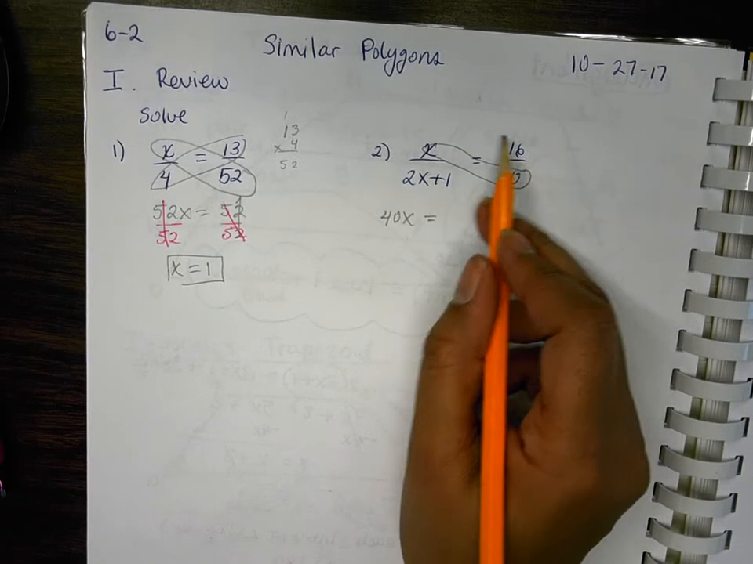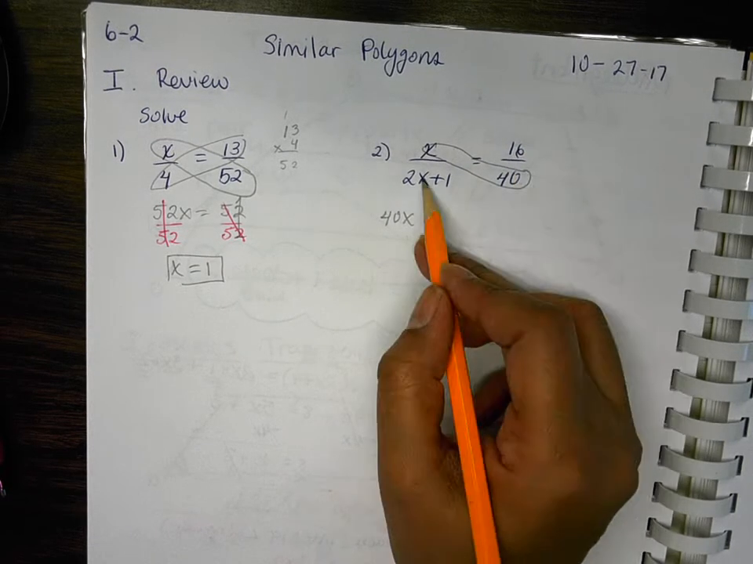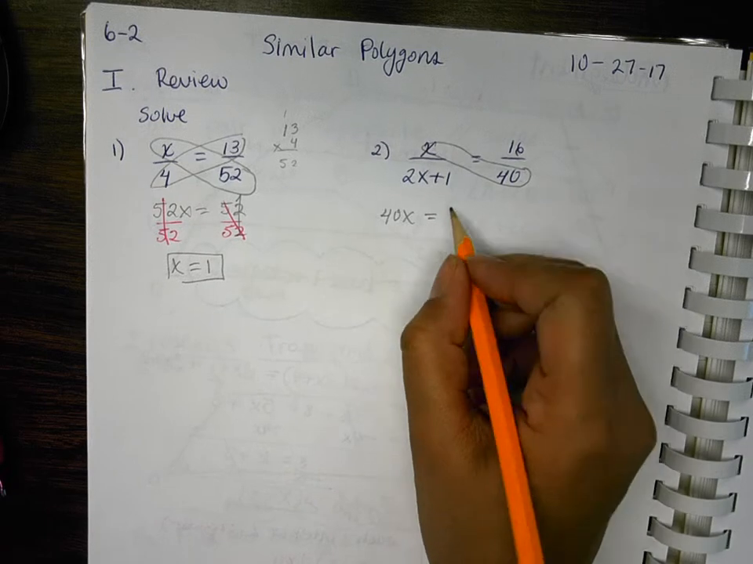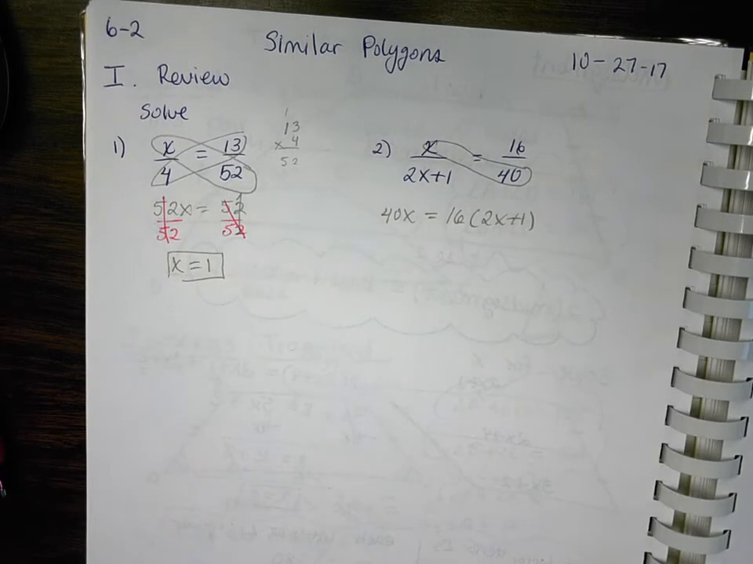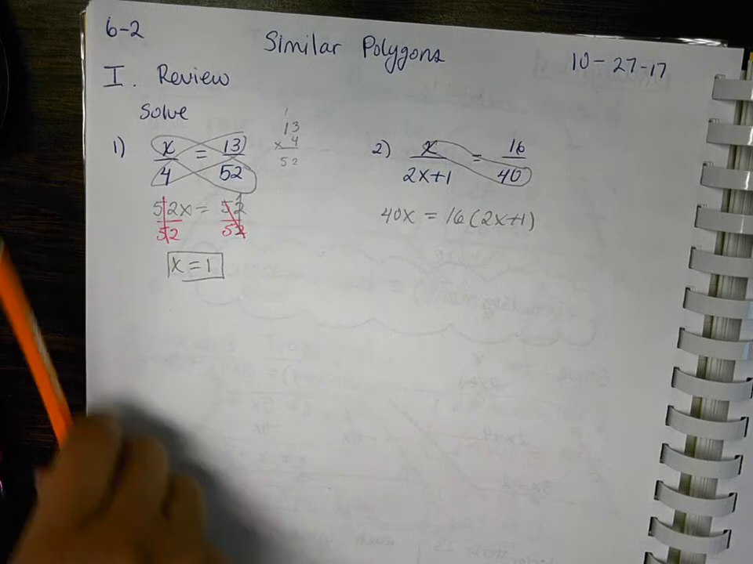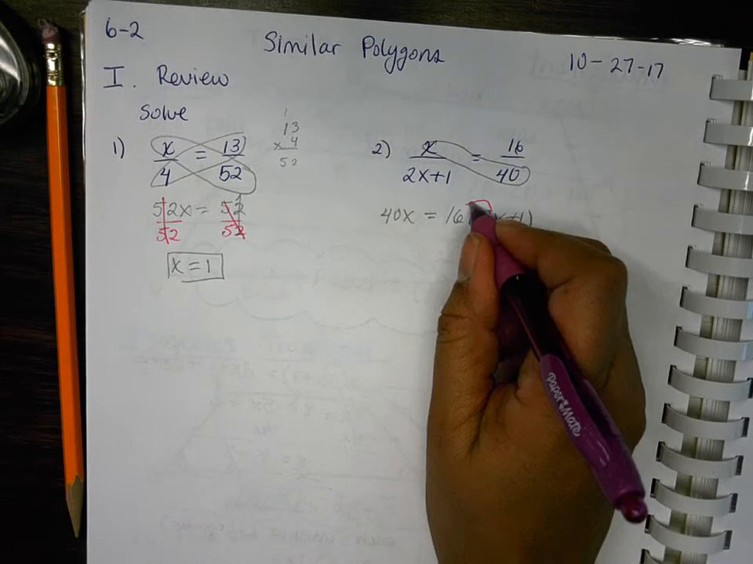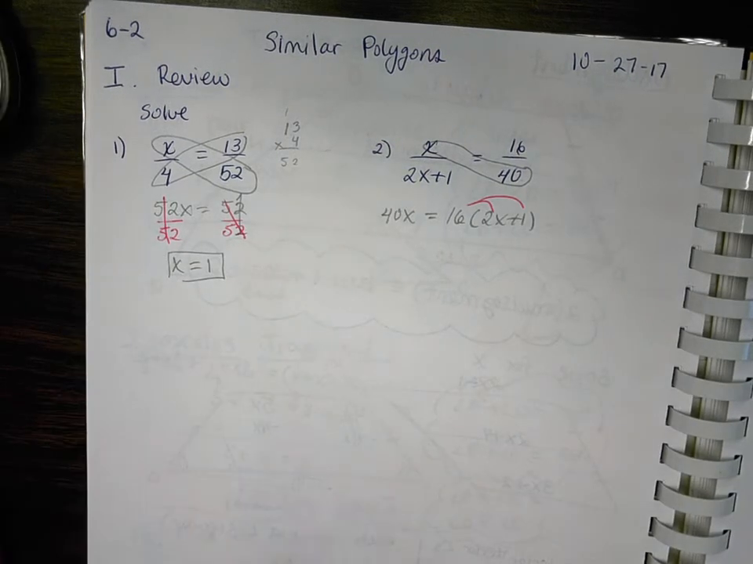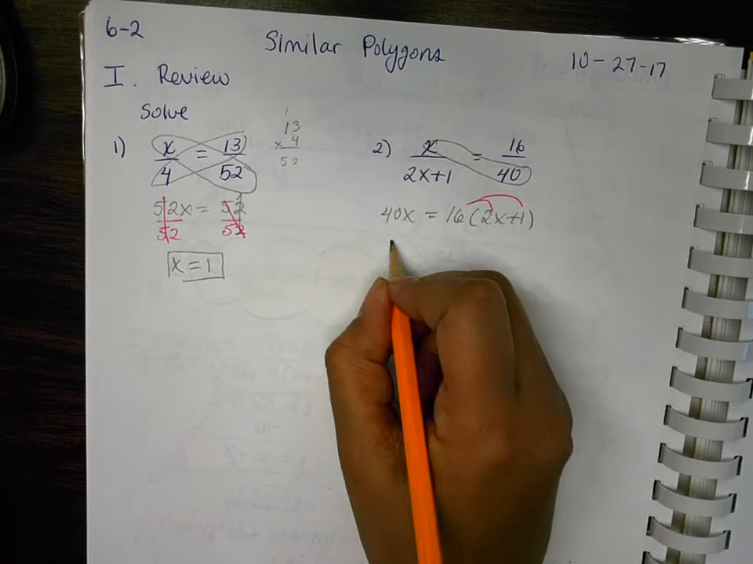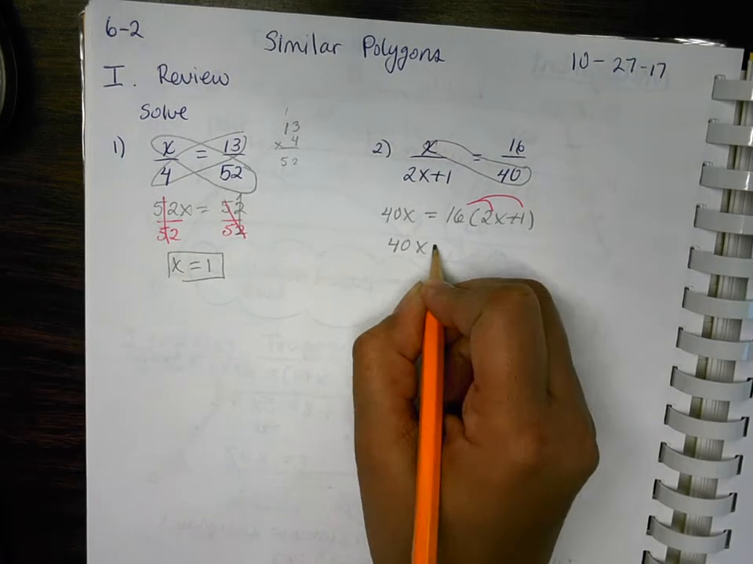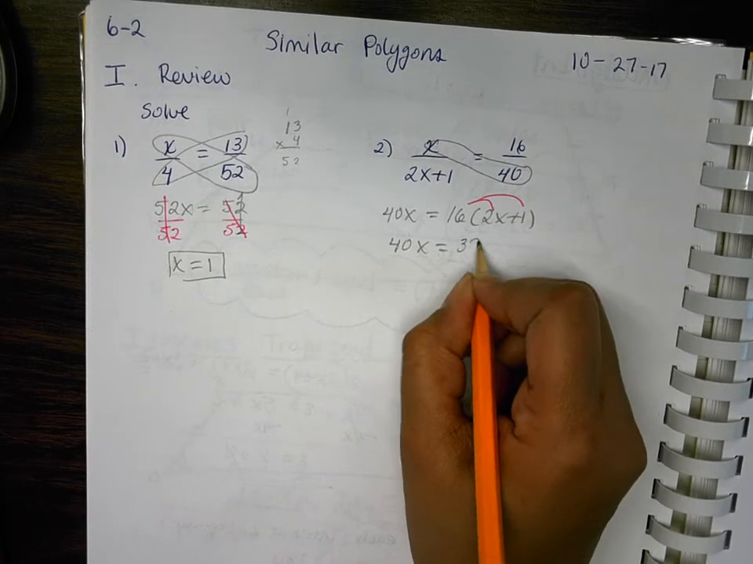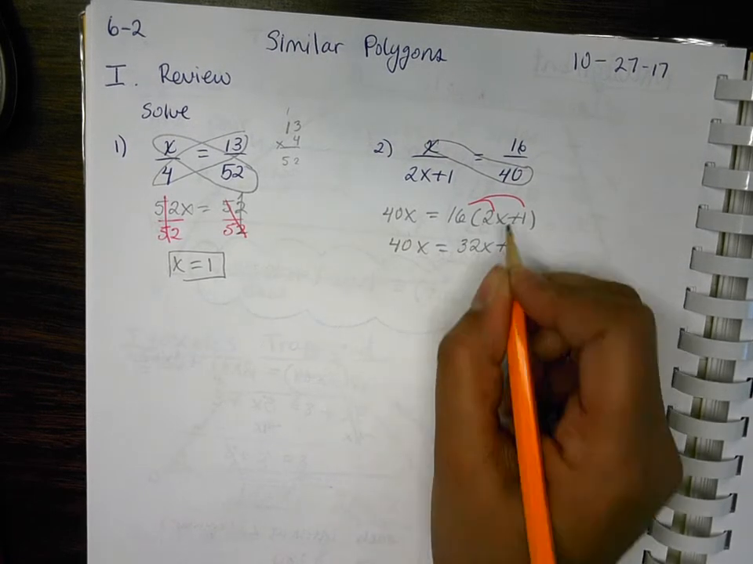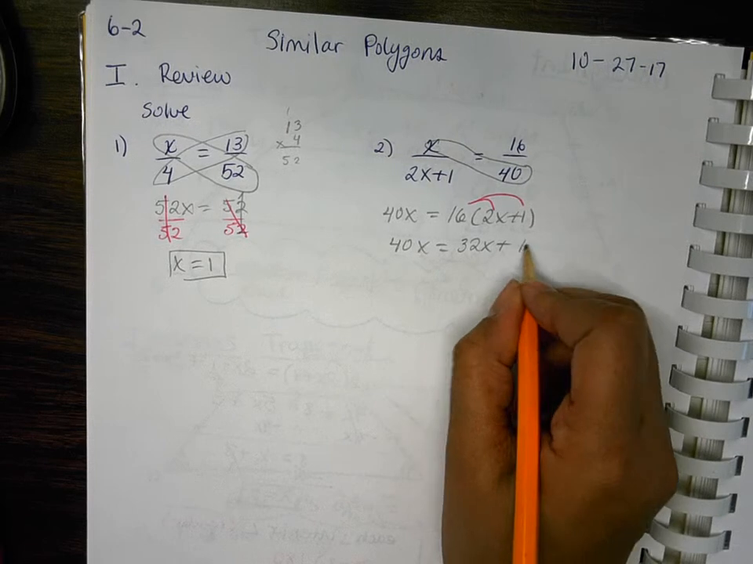What do I have to do here? There's a special math word I'm looking for. Distribute 16 parentheses 2x plus 1. It's not just 16 times 2. It's 16 times the 2x as well as the plus 1. So do not forget you have to distribute, the distributive property. 40x equals, what's 16 times 2x? 32x. Plus 16 times 1 is 16.